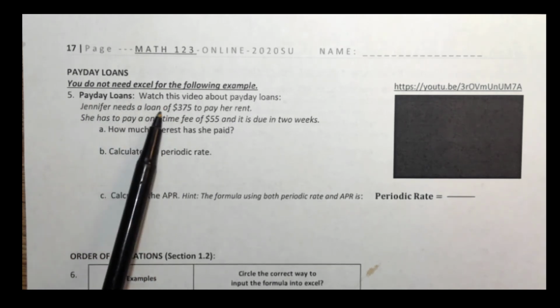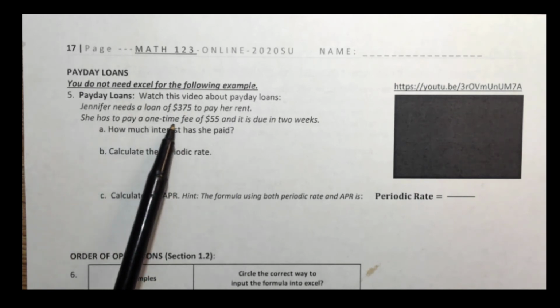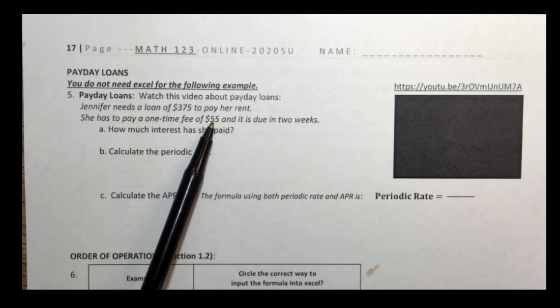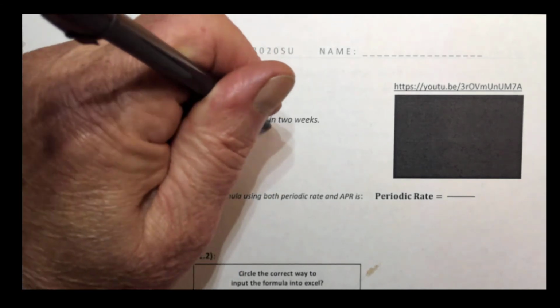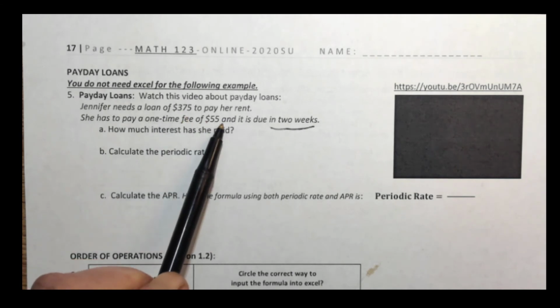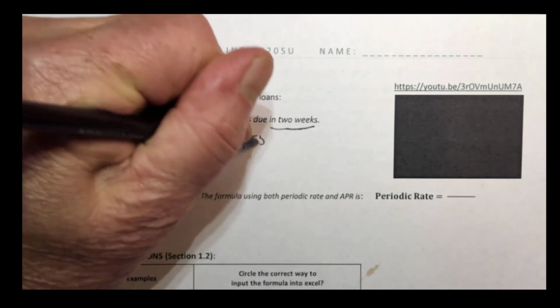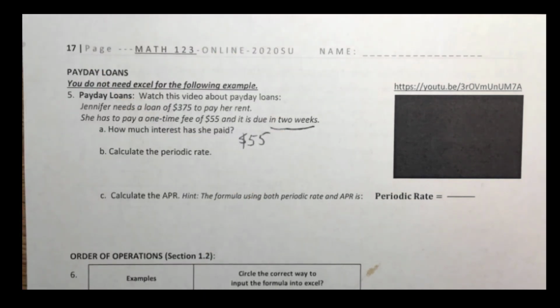So Jennifer needs a loan of $375 to pay her rent. She has to make a one-time fee of $55, and it's due in 2 weeks. So this is not monthly. That's the amount of interest she's paying, which is $55, but she's paying it every two weeks.